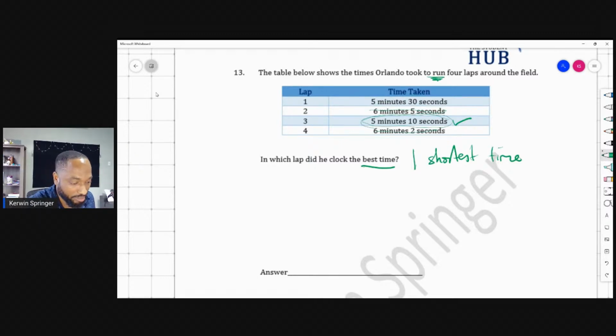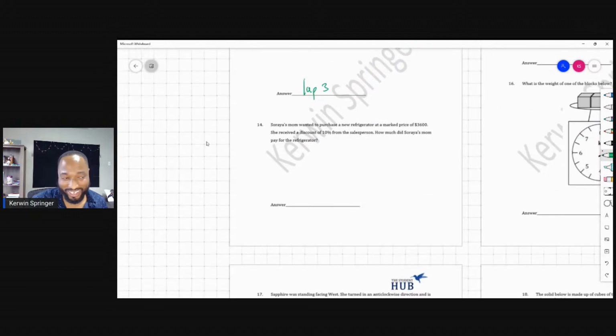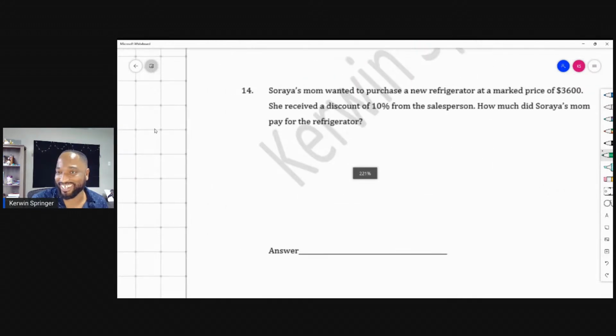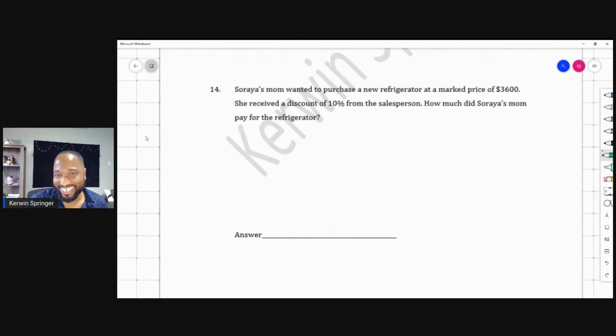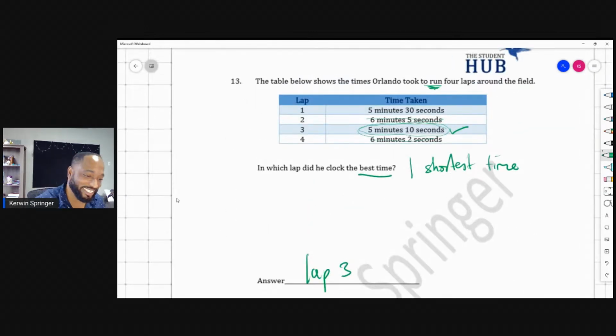In this lap, my boy was clocking speed. Lap 3, wait. 5 minutes this man takes to run around the field? Sorry, this man was walking. This man was me. You can change this to me. This is not Orlando. This is Kerwin.